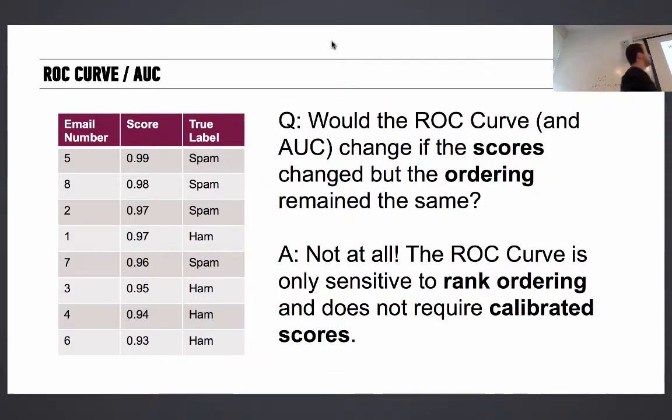So would those numbers change? Would the ROC change if the scores changed, but the ordering remained the same? So if we changed the scores, but didn't change the order at all? And the answer is no, because the ROC curve is only sensitive to rank ordering.